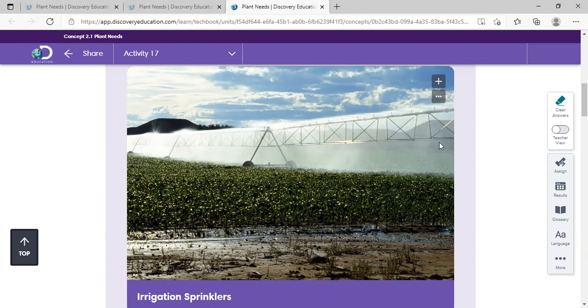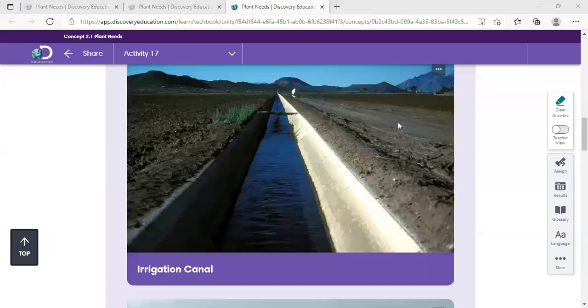Disadvantages? Maybe it sprays too much water. Yes, or the water will make the people can't walk. Okay, thank you. This is great. Now let's talk about another irrigation method.